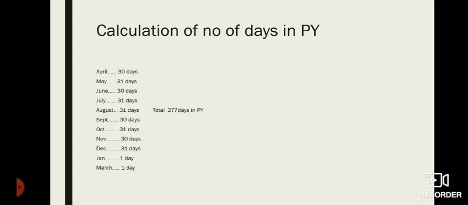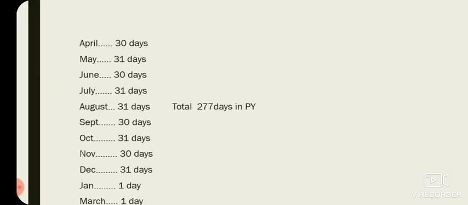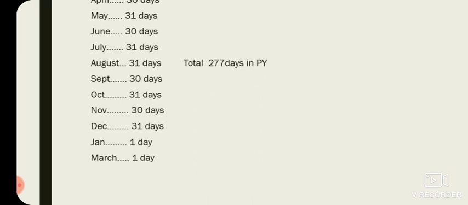Therefore, in the month of April 2019, for how many days was he there in India? He was there in India for 30 days. In May, he was there in India for 31 days. June, 30 days. July, 31 days. August, 31 days. September, 30 days. October, 31 days. November, 30 days. December, 31 days, January 1 day.